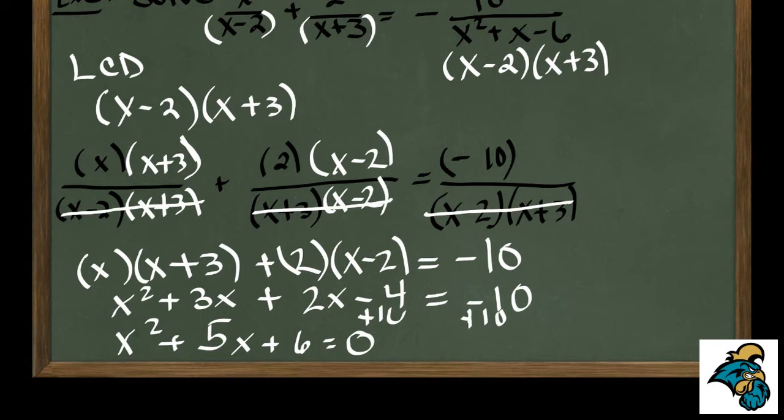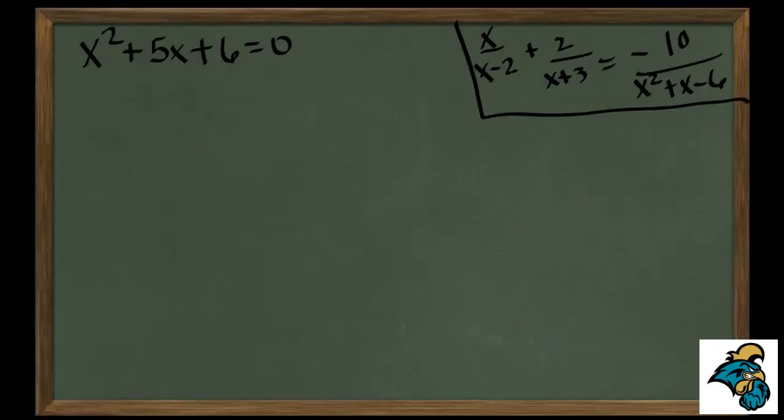I'm going to go to a new page so I have a little bit more room. At this point, I would pause and make sure that you can factor x squared plus 5x plus 6 on your own without me walking you through it. But I'm going to go ahead and put the factors down. The factors of this quadratic are (x + 2) and (x + 3).